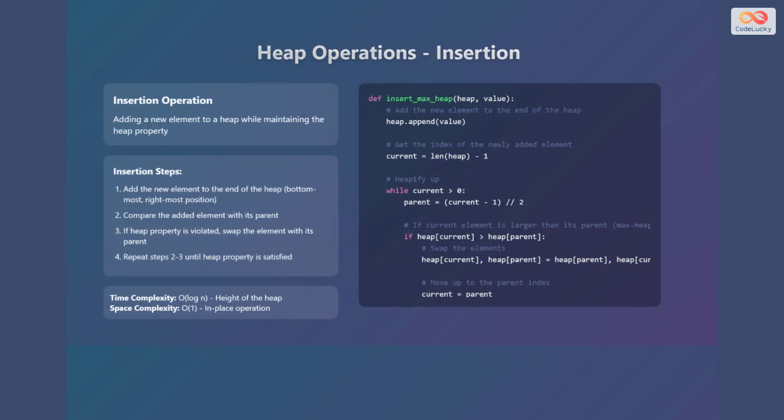Let's discuss the insertion operation. Insertion is about adding a new element to a heap while maintaining the heap property. First, add the new element to the end of the heap, or the bottom-most rightmost position. Compare the added element with its parent. If the heap property is violated, swap the element with its parent. Repeat steps 2 and 3 until the heap property is satisfied. The time complexity is O(log n), which is the height of the heap, and the space complexity is O(1), an in-place operation.